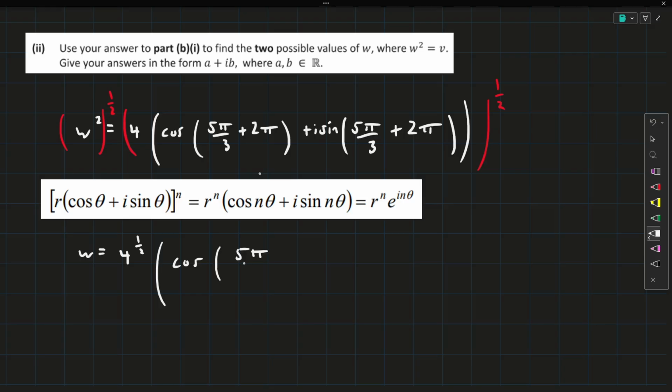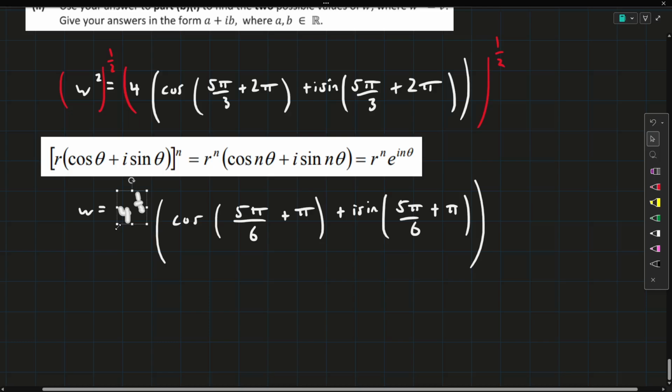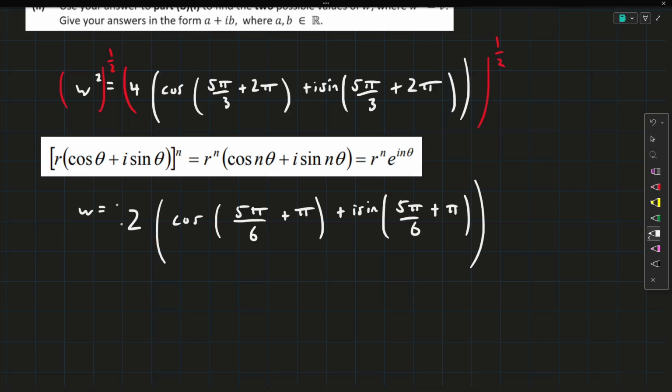So it'll be 5 pi over 6, because you're dividing by 2, so over 3 becomes over 6, plus pi, because we're doing 2 pi divided by 2, and then plus i sine of 5 pi over 6 plus pi as well. And then 4 to the power of a half, same as square root of 4, so that's just going to be equal to 2.